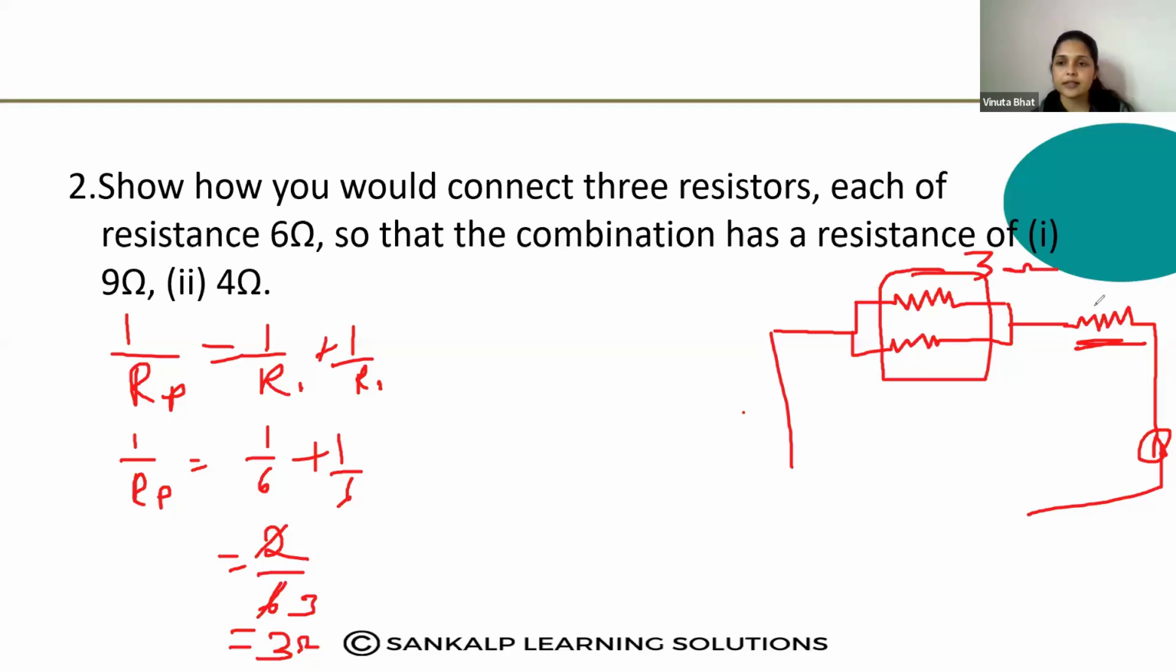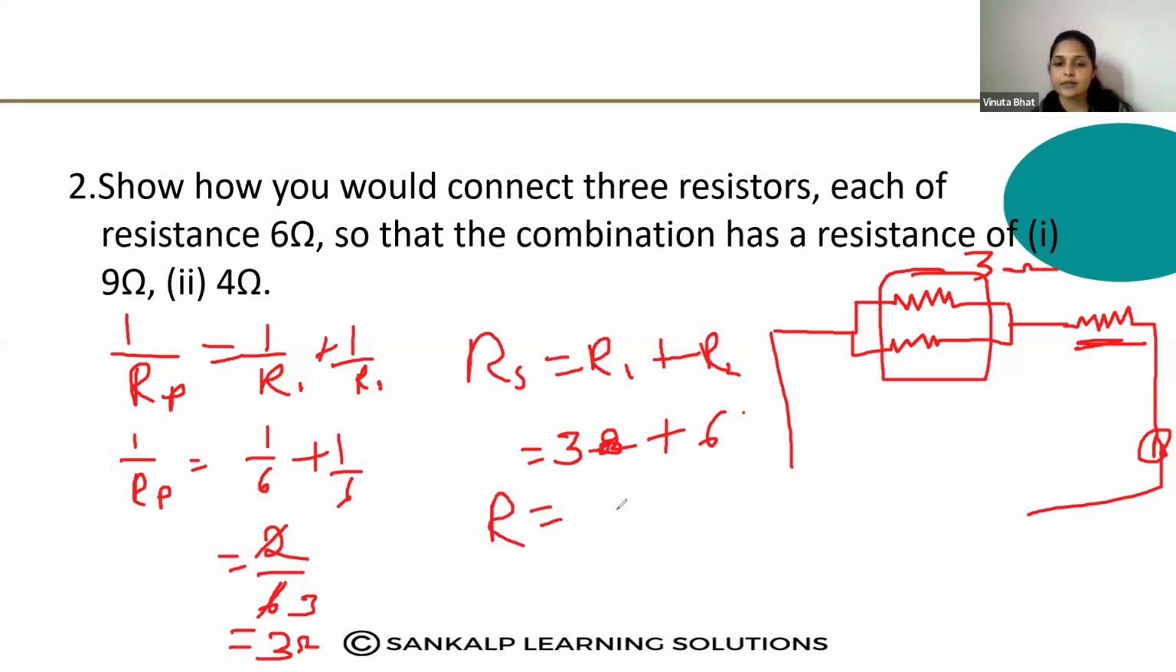And another is connected in series. So what do you have to do? When it is connected in series, Rs is equal to R1 plus R2. Here R1 is 3 ohm, the resistance of these two resistors, plus 6 ohm, that is equal to total resistance R is equal to 9 ohm.